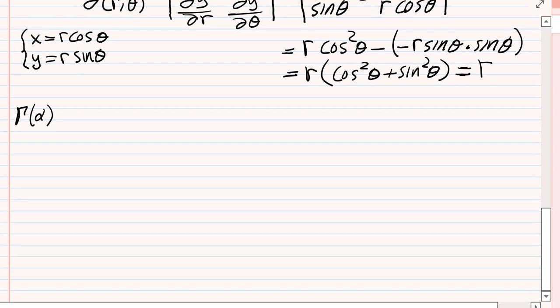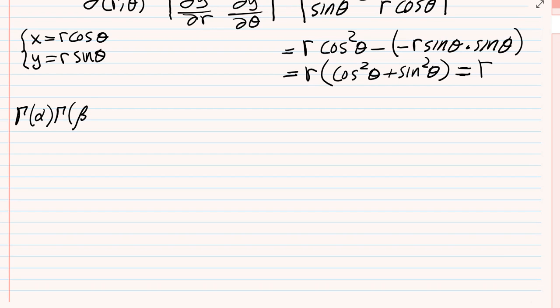Okay, so we are good to go now to our double integral with this new transformation. Therefore, gamma of alpha times gamma of beta is going to be 2 times 2, which is 4, times the double integral from 0 to pi over 2, those are the limits on theta, and 0 to infinity on r. So the outside is d theta, the inside would be dr.